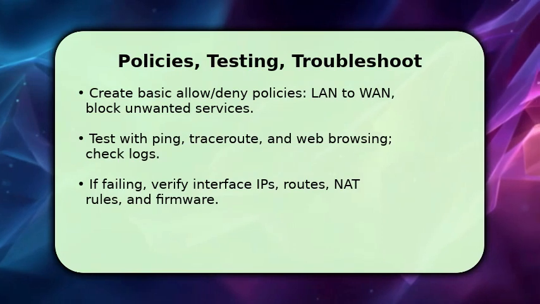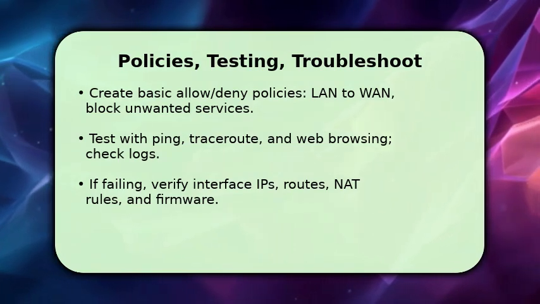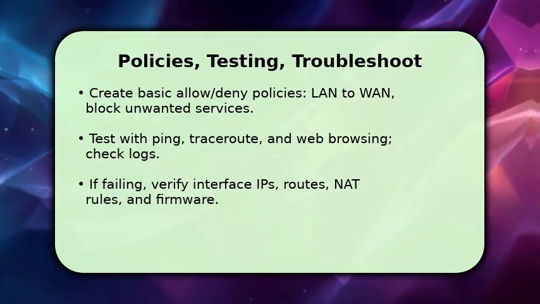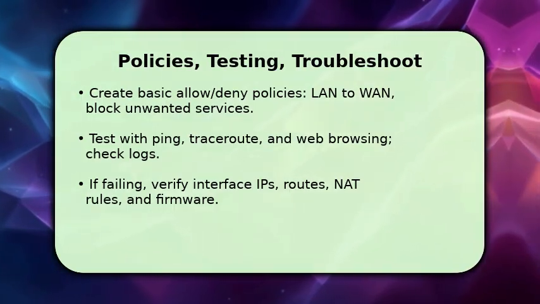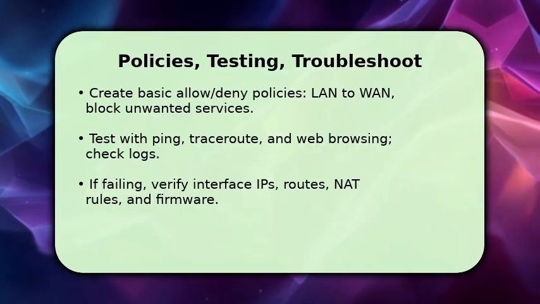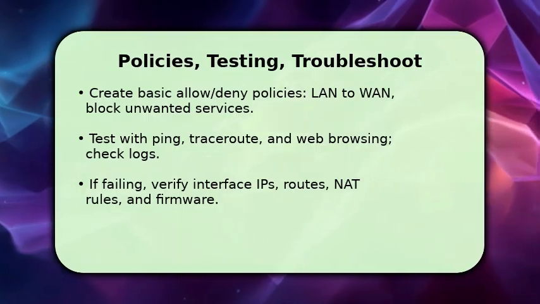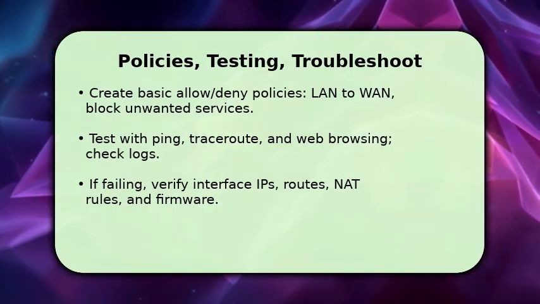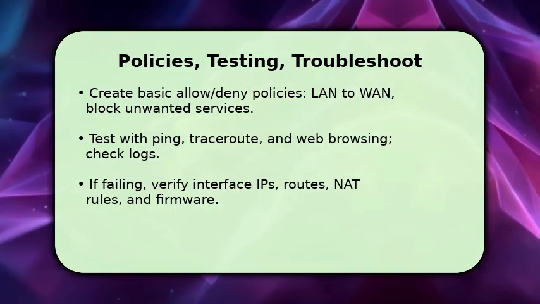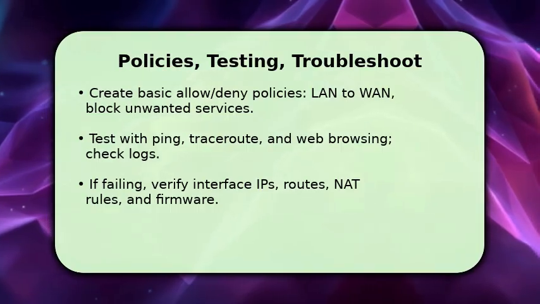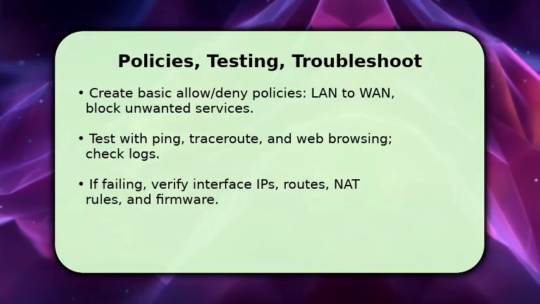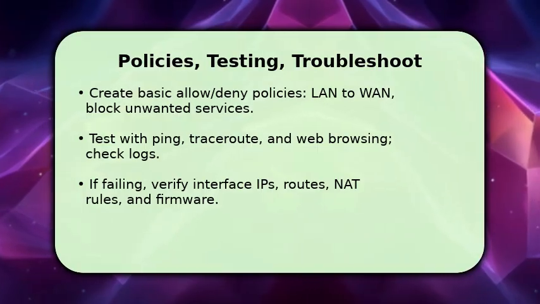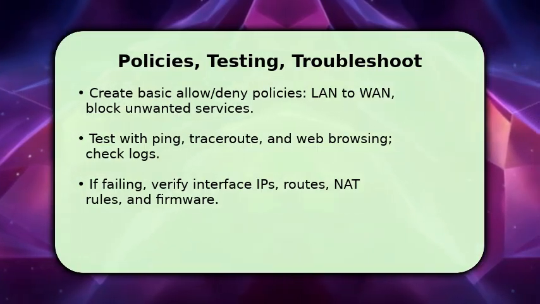You now create policies. Allow LAN to WAN, deny risky ports, and apply logging so you can see decisions. Once policies are in place, test connectivity with ping, traceroute, and normal web access while watching live logs to confirm policy hits. If traffic is blocked unexpectedly, check interface IPs, routing, and NAT configuration first, then review policy order and firmware. Often a misplaced rule or missing NAT causes the problem. Fix that, then retest to confirm the system is operational.